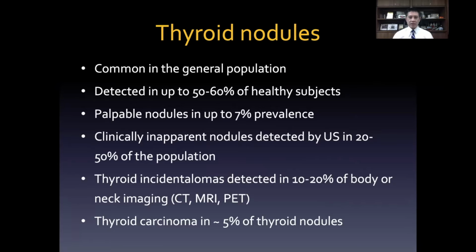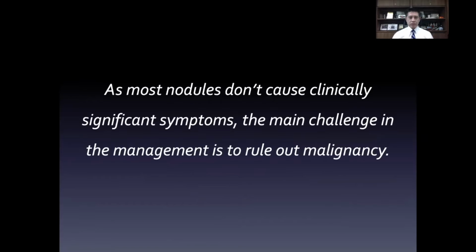Thyroid incidentalomas are increasingly detected on CT, MRI, or PET scan. Fortunately, thyroid carcinomas occur in 5% or less of thyroid nodules. As most nodules don't cause clinically significant symptoms, the main challenge in the management is to rule out malignancy.